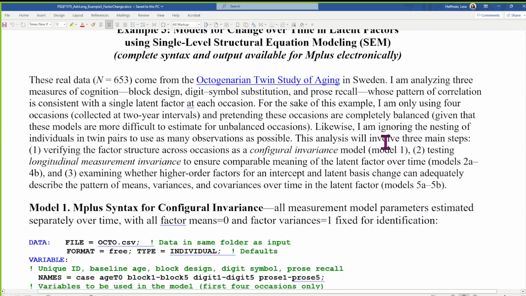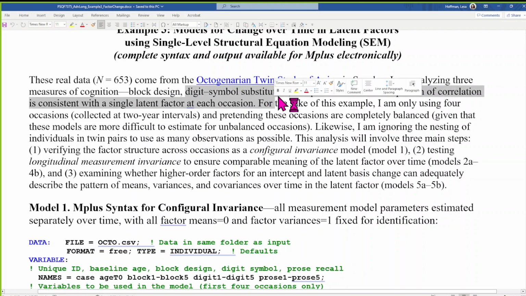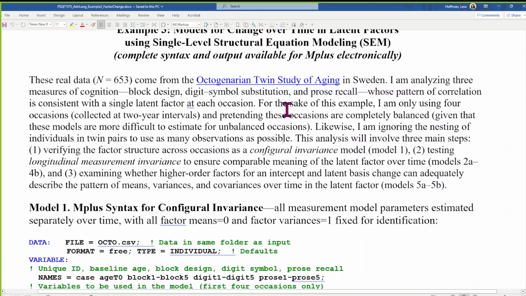This is based in a confirmatory factor analysis type of setup, and I am actually using test scores. The three measures that I have are a block design test, which is a measure of abstract reasoning, digit symbol substitution, which is a measure of processing speed, and prose recall, which is a measure of memory. In this sample, those are consistent with the single latent factor of cognition. That may not be true at different ages or different samples, but here I can say that.